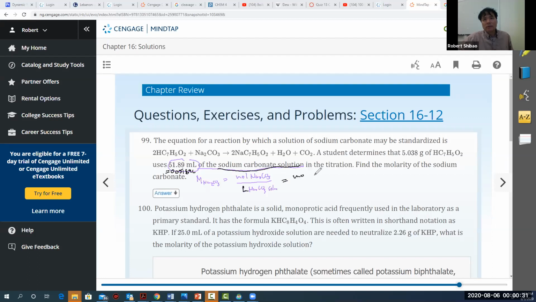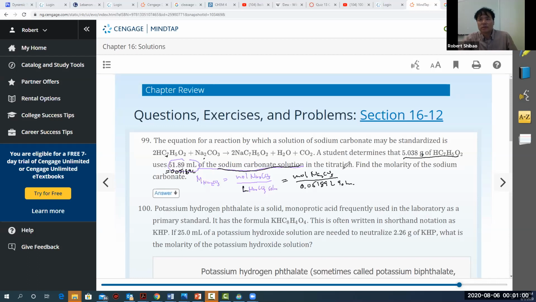And so we need moles of sodium carbonate per liter. But we don't have a liter, we have 0.05189 liters of solution, which we'll put there, sodium carbonate solution. Now, how do we get moles of sodium carbonate? Well, we're given grams of acid. So we're going to have to go from grams of acid to moles of acid, from moles of acid to moles of sodium carbonate.